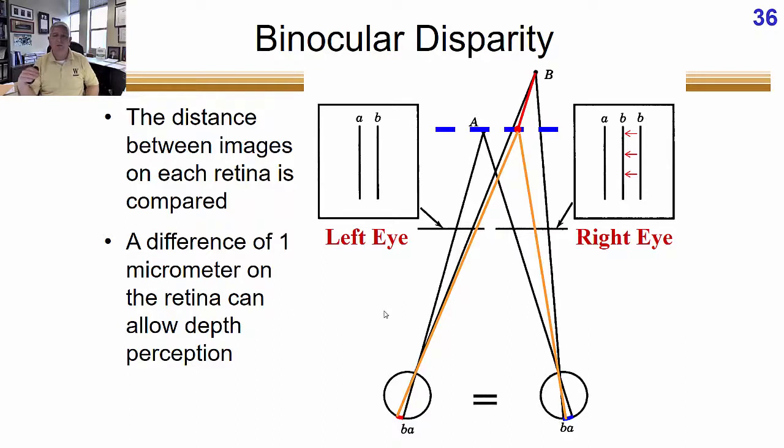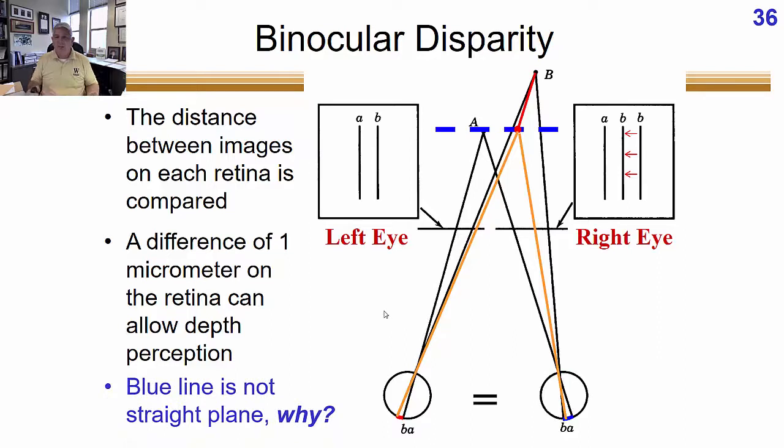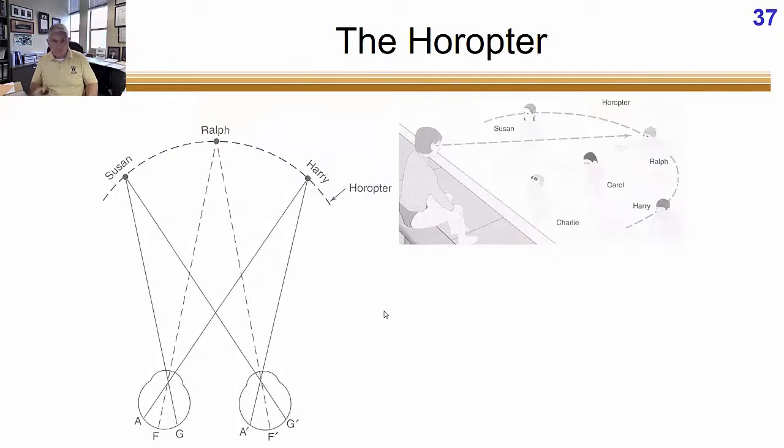Now that blue line represents our plane of focus, and it's not actually a straight line. Why wouldn't it be a straight line, our plane of focus? That's right, because the retina is not flat. The retina is curved, so that makes the plane of focus actually a curved arc. We call that arc the horopter.